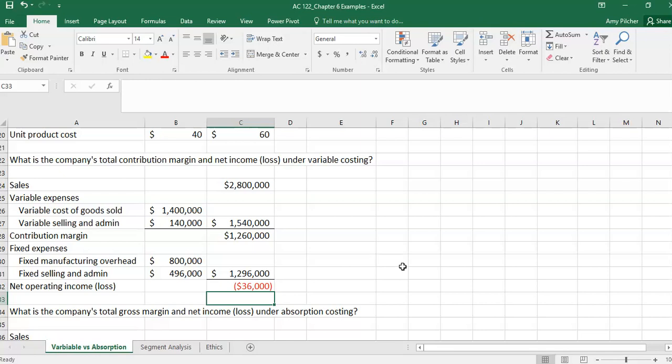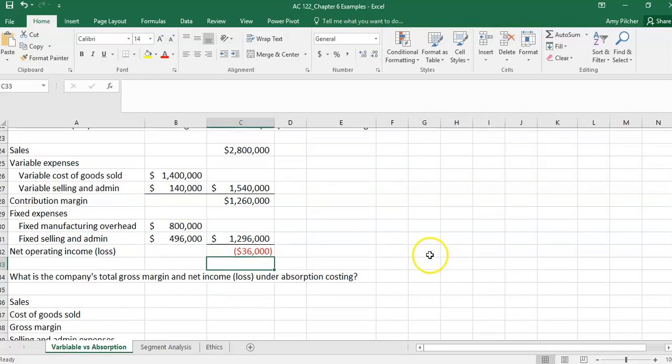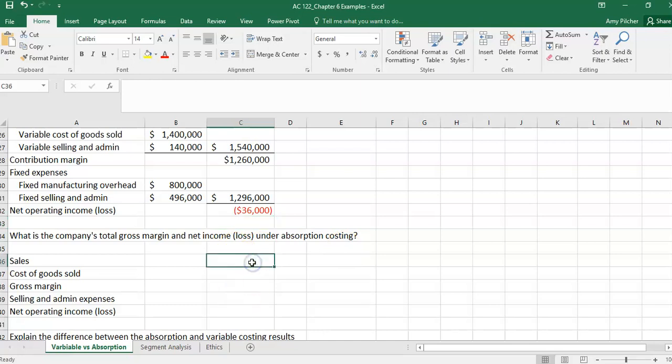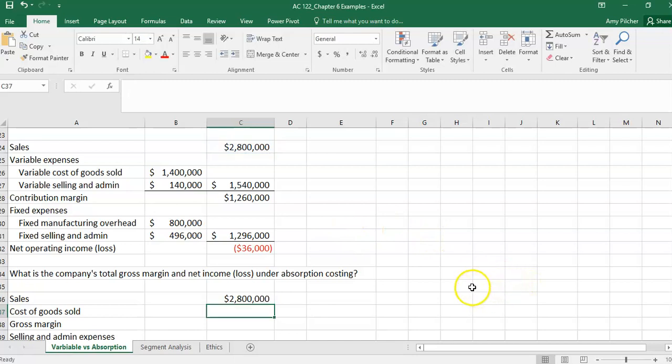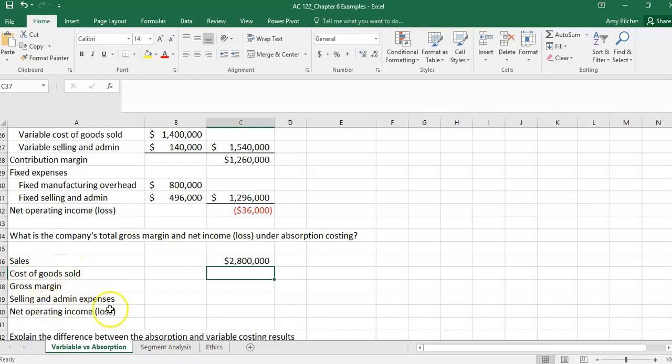Now we're going to look at the difference under absorption costing. Remember, absorption costing is our normal costing. So this is going to look more like the income statement that you're used to instead of the contribution margin income statement. This is similar to the income statement we would submit for external reporting purposes. So we calculated our sales. That's exactly the same under both methods. What changes is how we treat our cost. So under variable, we're looking at cost behavior, and under absorption, we're looking for product cost versus period cost.